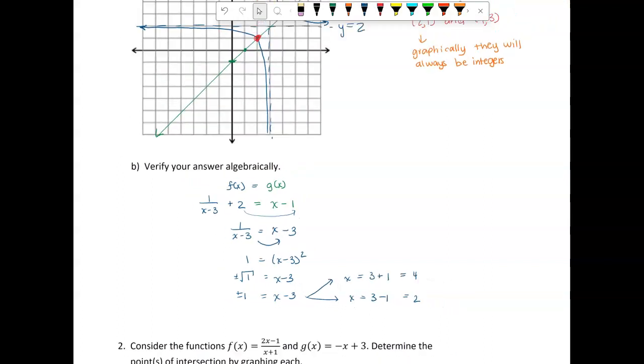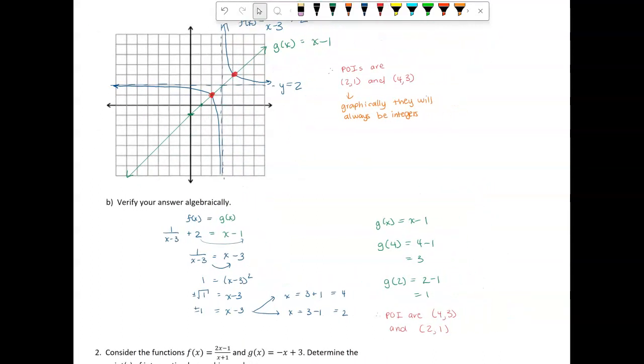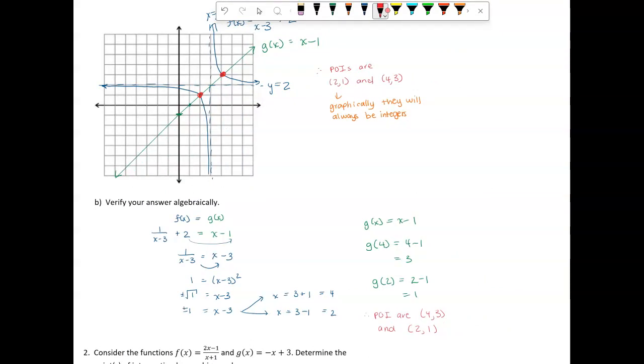So if I do that for my g at x here, which was equal to x minus 1, let's go: g at 4 is equal to 4 minus 1, which is 3, or g at 2 is equal to 2 minus 1, which is equal to 1. So algebraically, we're also seeing that the POI are 4, 3 from this one here and 2, 1. So that's the same answer we got above, where we have the same 2 POIs.